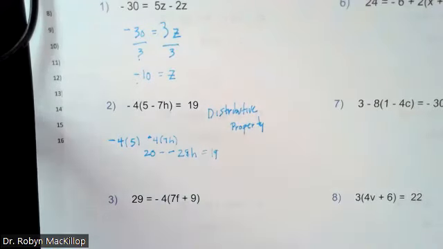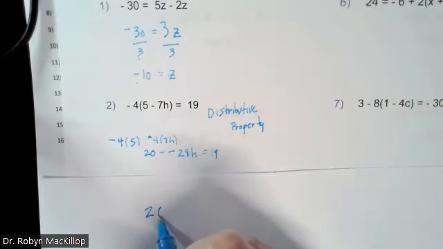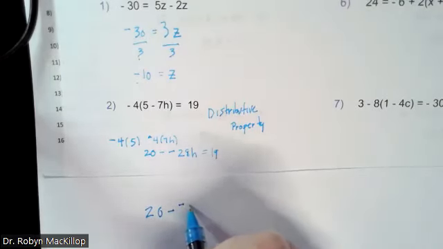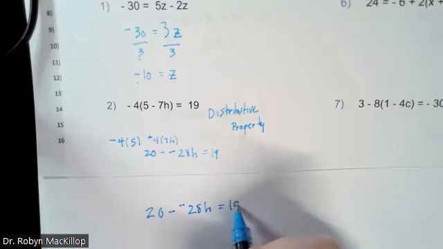This is our new equation. Let me get another piece of paper. I'm going to run out of room. All right, let's try this again. It's going to be 20 minus negative 28h equals 19.